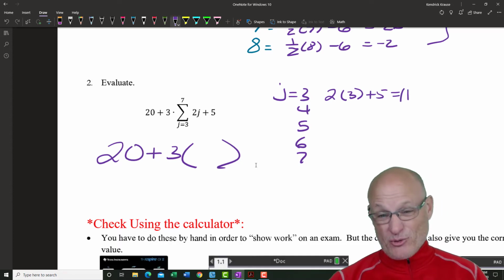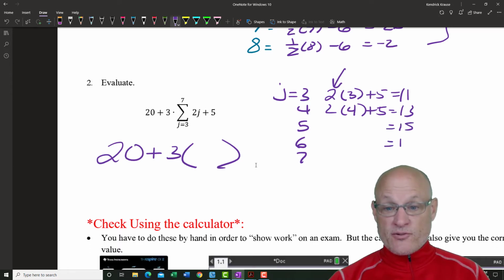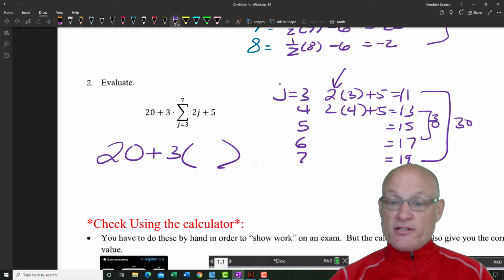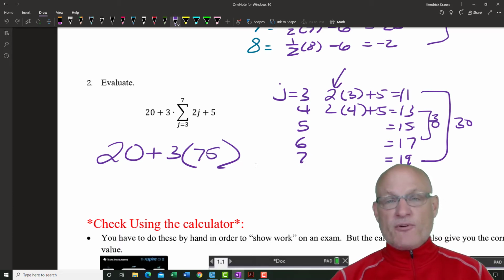And we're going to go up by 2s, right? Because our slope is 2. So 2 times 4 plus 5. That's going to be 8 plus 5, which is 13. 15, 17, and 19. Let's see. That's 30. That's 30. That's 60 plus 15 is 75. Hopefully you get that adding stuff.